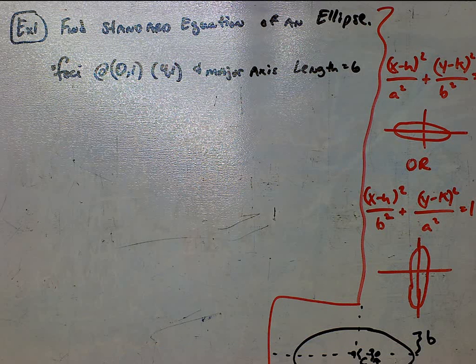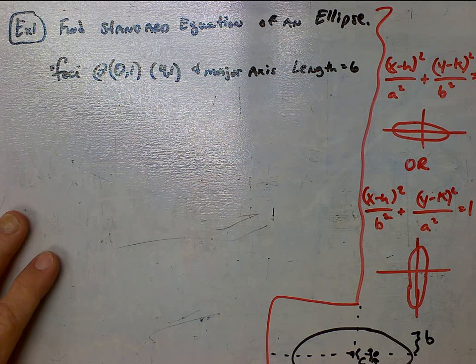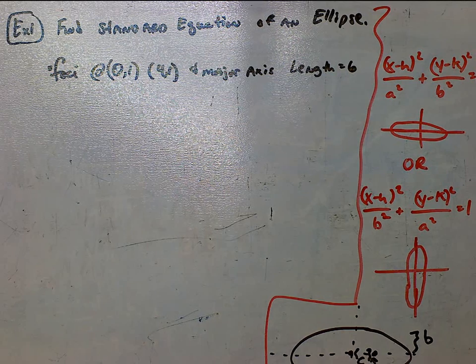Okay, example one, we're going to write the standard equation of an ellipse. The foci are at (0, 1) and (4, 1), and the major axis has a length of 6. Some background information on ellipses first, though.